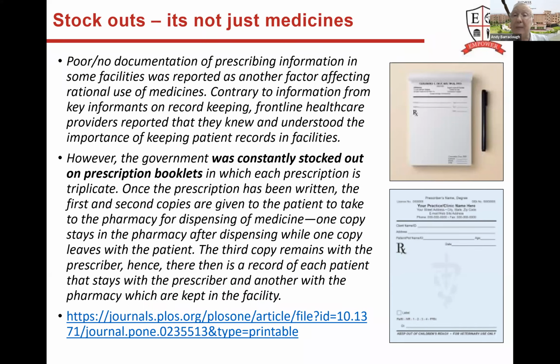It's not just the medicines. Other areas as well. I've talked about diagnostics, but we have an example when they ran out of prescription pads. And then the clinicians wrote prescriptions on all sorts of bits of paper. And irrational medicine prescribing increased greatly. So it's all items together: medicines, diagnostics, and health products.